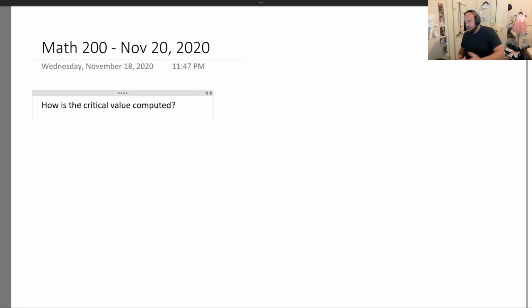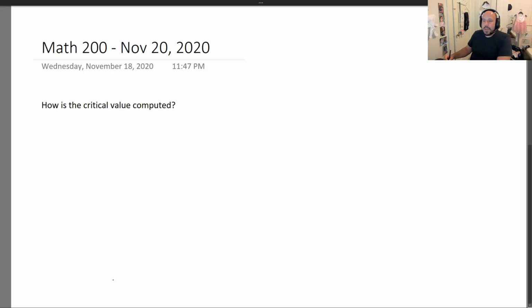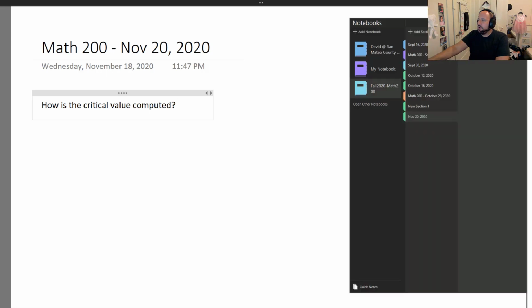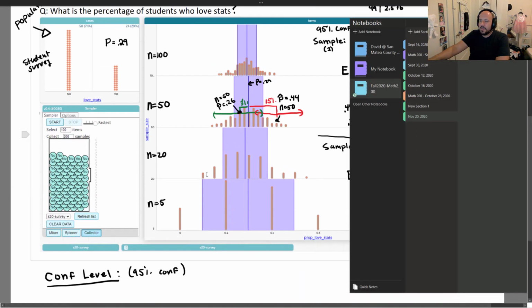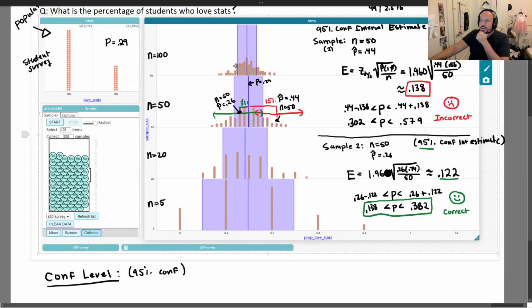Okay. Now, what I want to remind you guys is what we just said about these estimates. Remember that when we say we're 95% confident, what we're saying is that, in some sense, 95% of these samples are close enough to the real value that they're going to be closer than the margin of error we're computing.